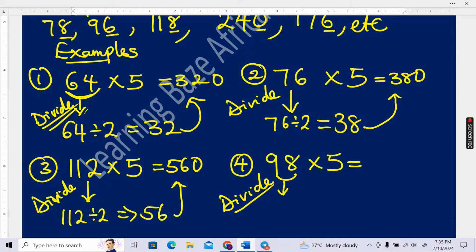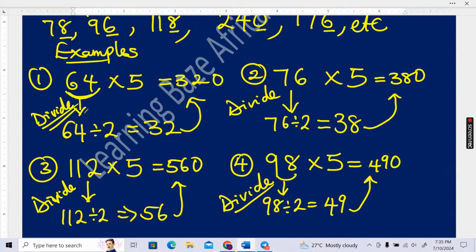You know, when we were multiplying odd numbers by 5, what we did was to firstly subtract 1 before we divided that number by 2. But in this case of even numbers, you are not going to subtract 1. You are only going to begin to divide by 2. So when you divide 98 by 2, you have 49. Then write 0 beside 49, you have 490.